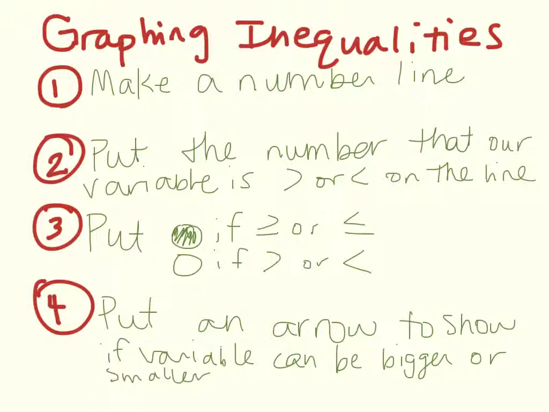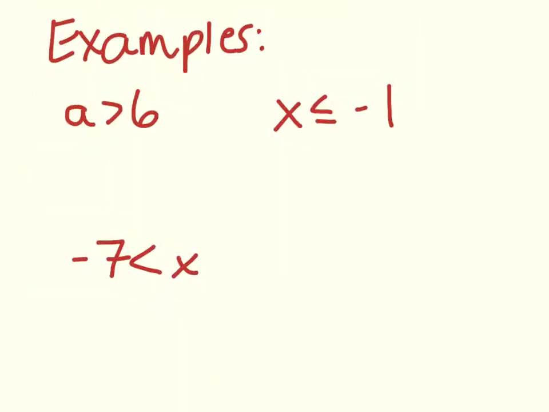Okay, so let's do some examples. Let's say we have A is greater than 6. First thing I do is draw a number line. Then I'm just going to put a 6 on my number line. Then I'm going to put my dot. It cannot be equal to 6, so I'm going to put an open circle. And it says A is greater than 6, so it can be anything over here on the right side of 6. It can be 7, it can be 6.5, it can be 6.01, it can be 25, anything that's bigger than 6.